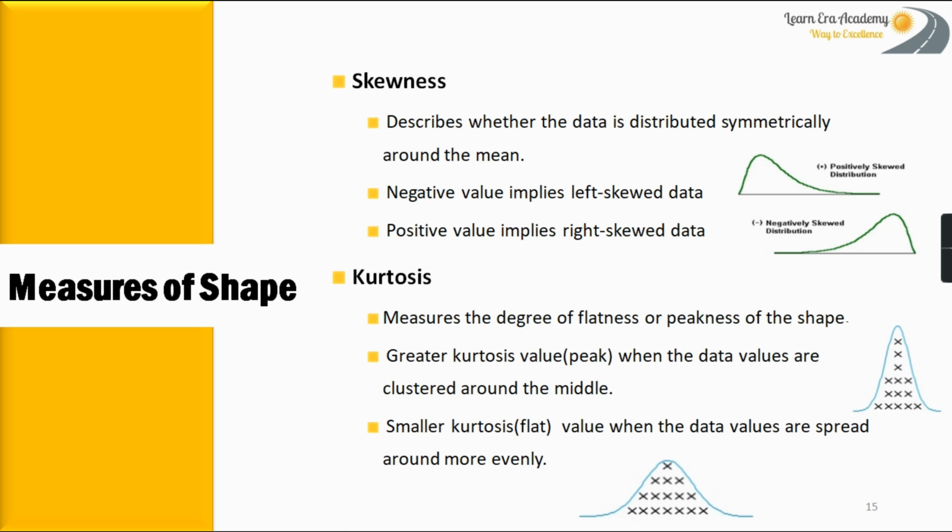Now we are going to see about measures of shape. Skewness and kurtosis are two commonly used measures. Skewness describes whether the data is distributed symmetrically around the mean or is left skewed or right skewed. But kurtosis measures the degree of flatness or peakedness of the shape. When the data values are clustered around the middle, then the kurtosis value is peaked or greater. When the data values are spread more evenly, then the kurtosis value is flat or smaller.